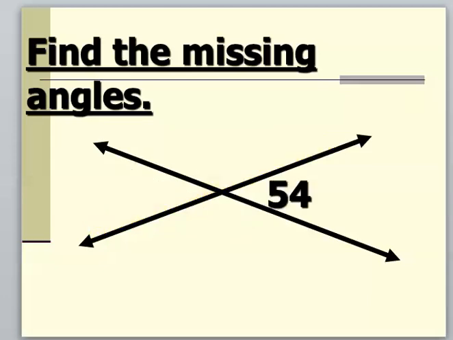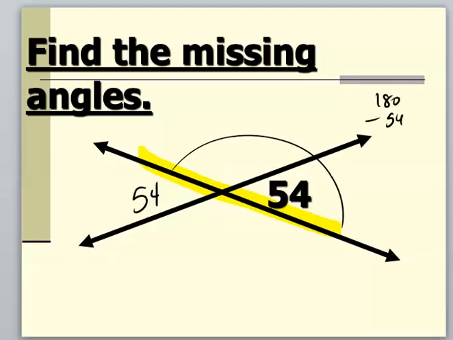Another picture for find the missing angles, 2 straight intersecting lines. We have a 54-degree angle on the right-hand side. Vertical to that on the left is another 54-degree angle. Again, if we can find any straight line, I'm going to go this way, those angles have to add up to 180 degrees. So 180 minus 54, this will require you to borrow, is 126. Vertical to this on the bottom would be another 126-degree angle.